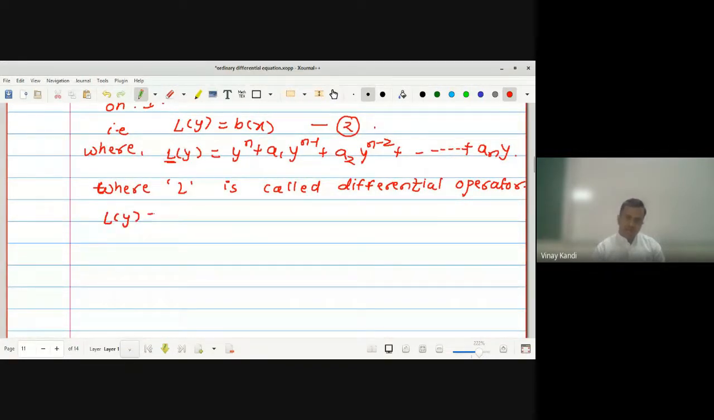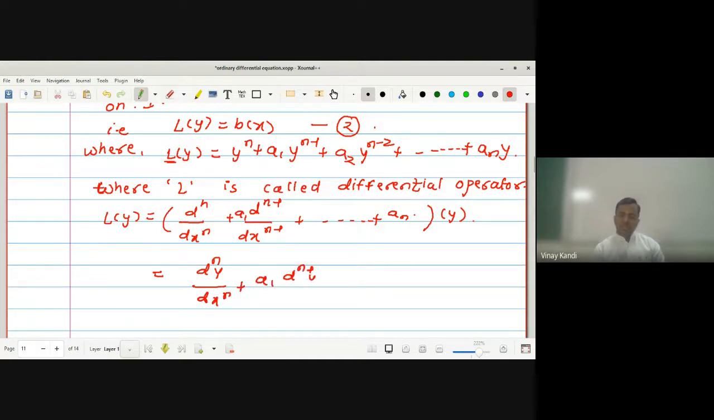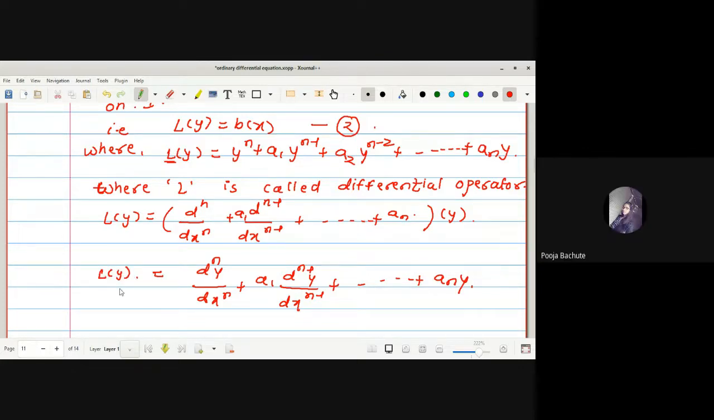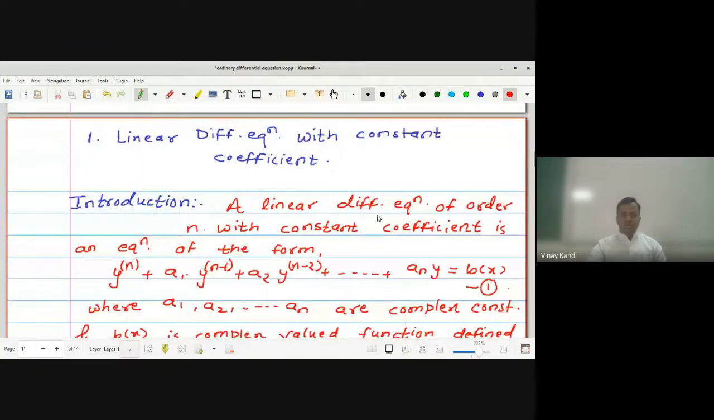Look at this. L of y is nothing but d raised to n upon dx raised to n plus a1 d raised to n minus 1 upon dx raised to n minus 1, up to so on an, which is operated on y. So this is nothing but the nth order derivative of y with respect to x, plus a1 times the (n minus 1)th derivative of y, up to an of y. Any doubt? No, sir. Now, this is the linear differential equation of order n.